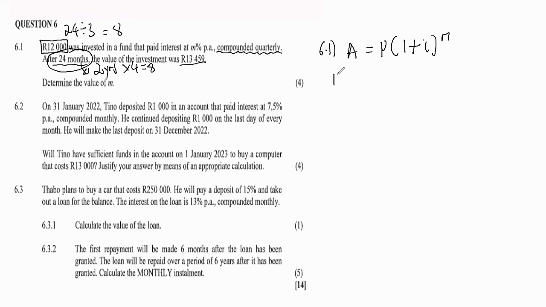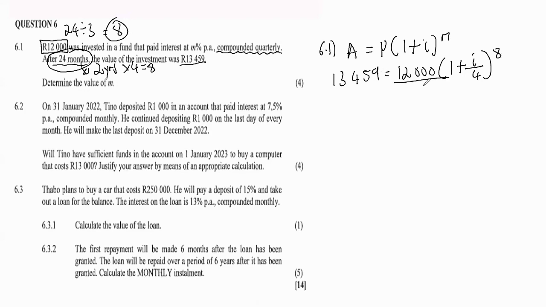So A is 13,459, which is the accumulated amount after the investment period. Your P is the money that was invested into the fund. And then we have 1 plus the interest rate. That's what we are looking for, but compounded quarterly means I have to have i over 4. And for n, we have 24 months, which we have already established is 8 quarters. So we're going to have 8 here, right?